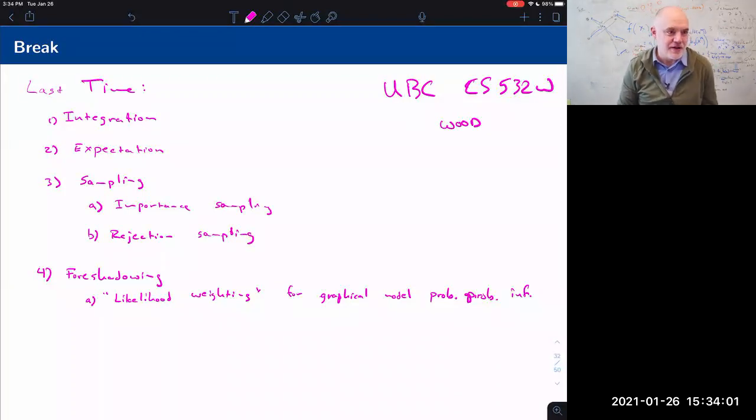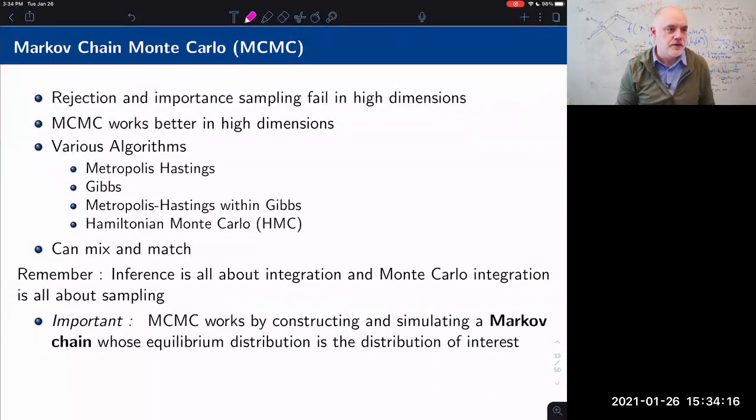A little bit of foreshadowing in the form of likelihood weighting for graphical model, general purpose probabilistic programming inference. Okay, and we left off at the point where we started to talk about Markov chain Monte Carlo. Okay, and today we're going to just do Markov chain Monte Carlo. In particular, we're going to look at Gibbs sampling and Metropolis Hastings and talk a little bit about Markov chains and explain why these algorithms work and so on and so forth.